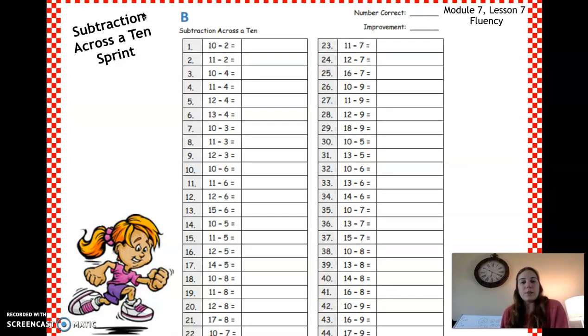All right, here is part B. Remember, your goal for part B is to get one more correct than you did on part A. When you're ready, you can pause the video and start your timer for 2 minutes. When you're all done and your timer goes off, put your pencil down, your hands go up, and get ready for the rest of our lesson. All right, good luck.